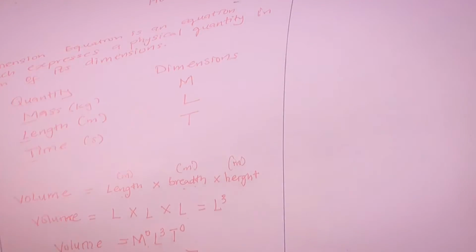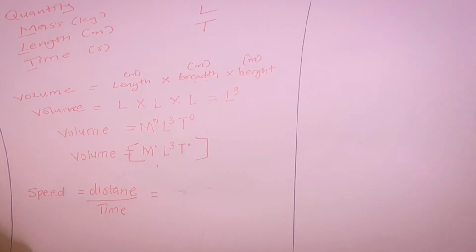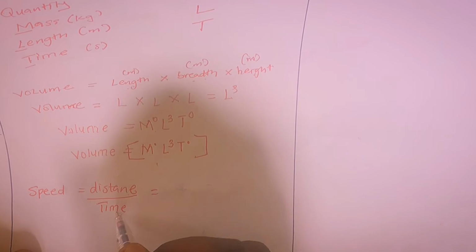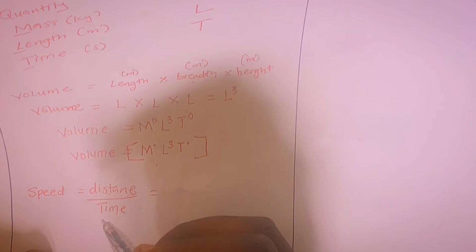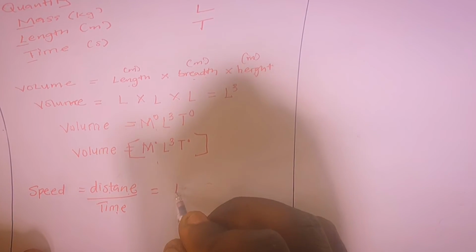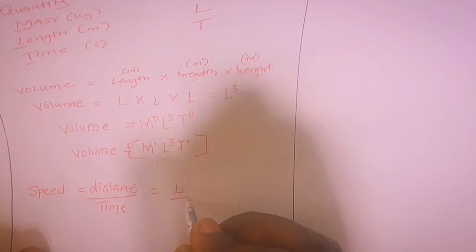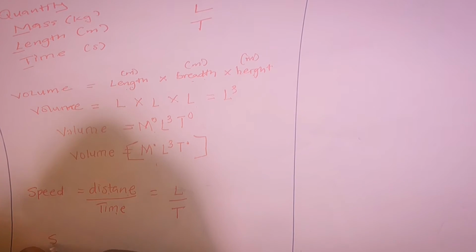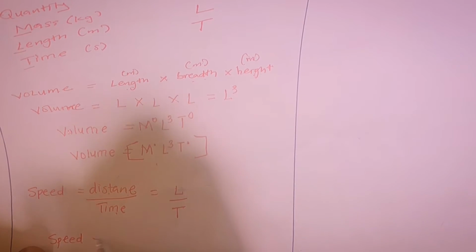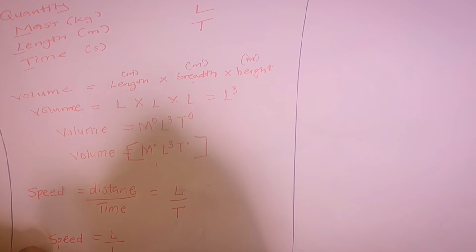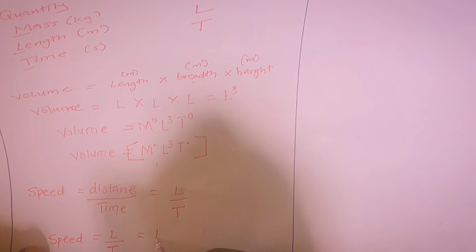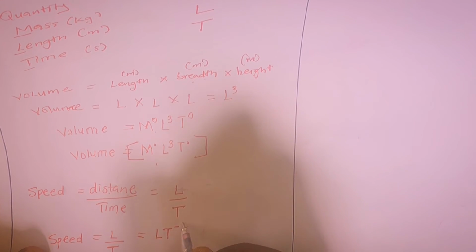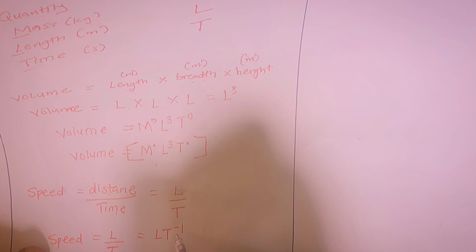Then let's check it. Our speed is equal to distance by time. Our distance is taken to be length, right? What's our time? We have T. Hope you are following me, guys. Then speed will be equal to L over T, which is L T raised to power minus 1, because when T comes up, it starts to be minus 1.